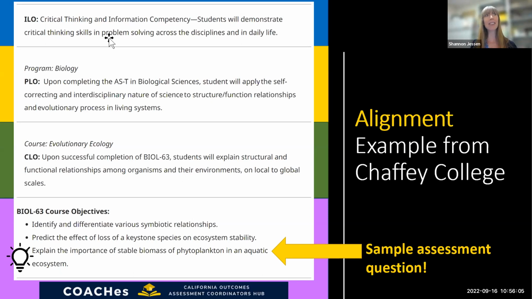the idea is this intentional alignment, where the course learning outcomes were written in such a way as to align directly to the program learning outcomes, and then furthermore to the institutional learning outcomes. That alignment is where we can assess at the course level, but still provide that direct evidence of student work that shows that the students are learning these things.